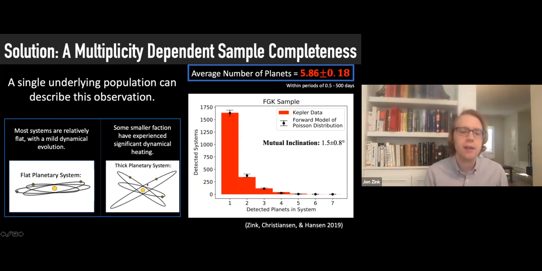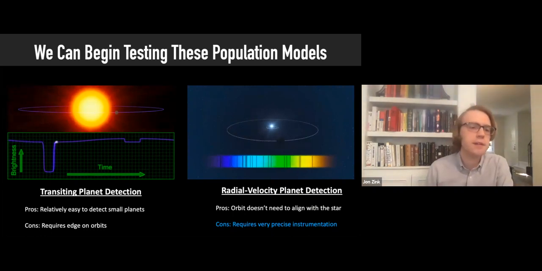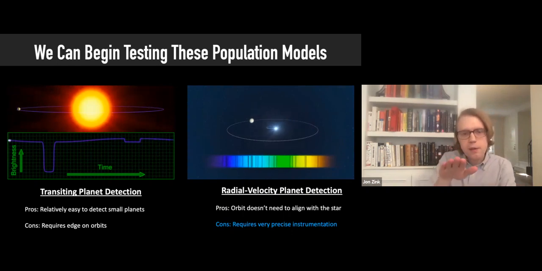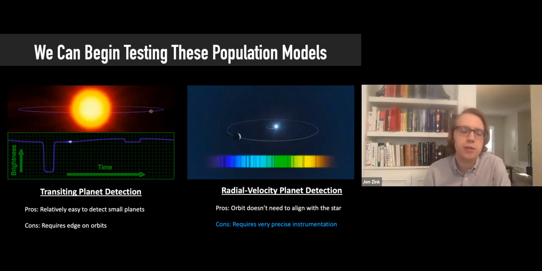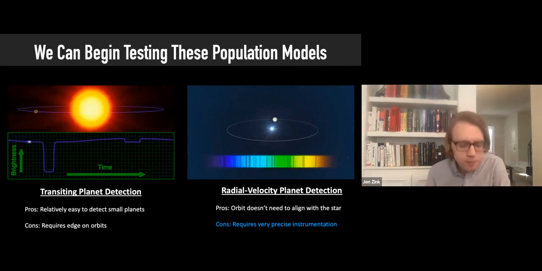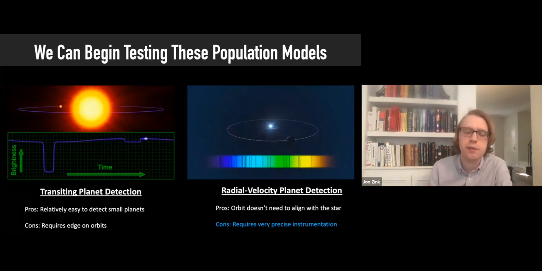So if we want to have a good handle on that and really probe the larger mutual inclination systems, what we need to do is combine our transiting data with RV follow-up. I think that's super important moving forward with this idea of understanding the overall dynamical aspects of these systems. The transiting data is great. It gives us a good handle on the flat systems, but with the radial velocity, we can actually find planets that are not transiting. So we can go back and look at these systems where we already have one planet and then do some RV follow-up to see if there is a second planet with a higher mutual inclination that we're just not finding.